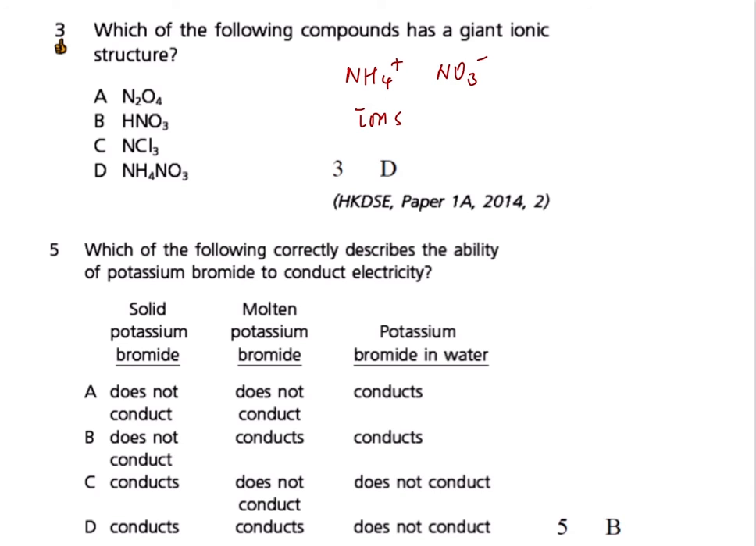And then number 5 should be easy. Remember, solid does not conduct, but molten, and when it dissolves in water, they can conduct electricity because they have mobile ions. So it should be B, number 5. All right.